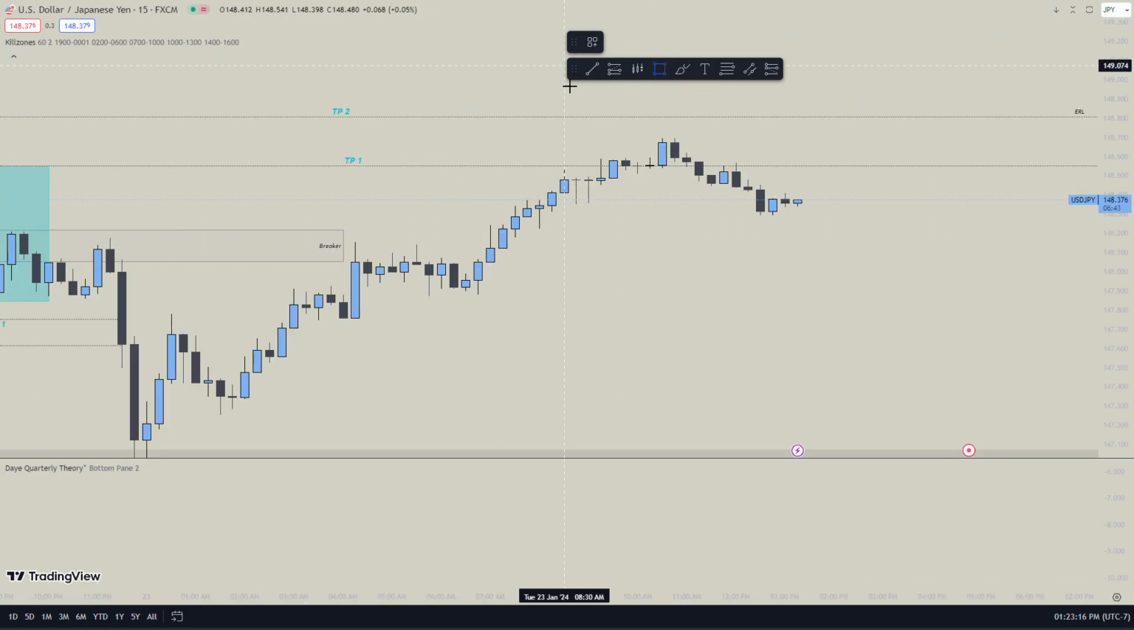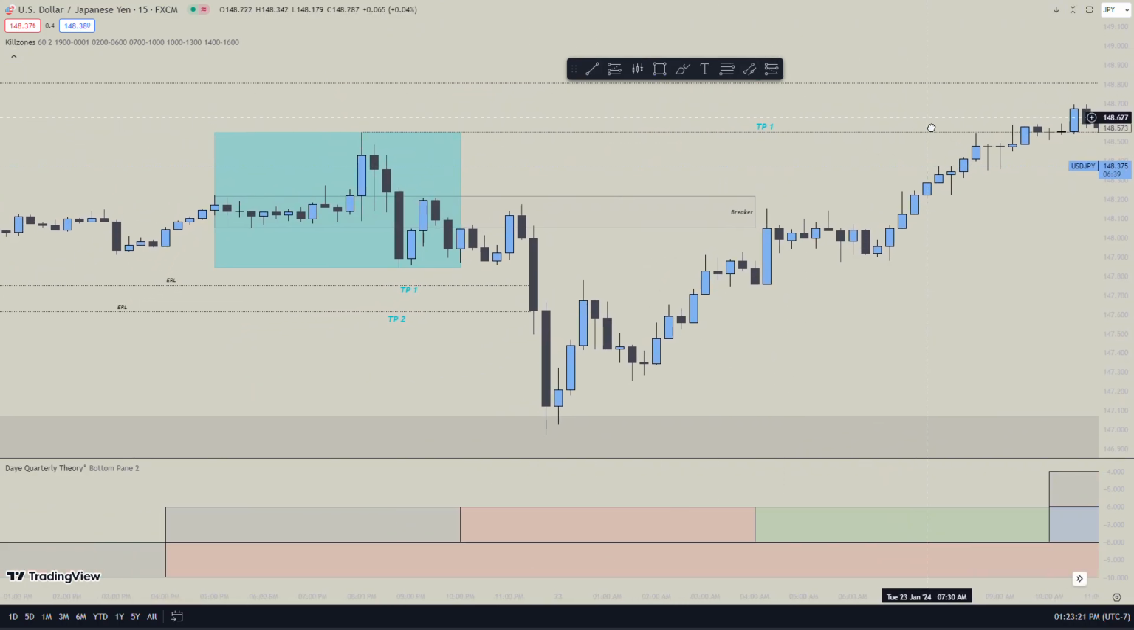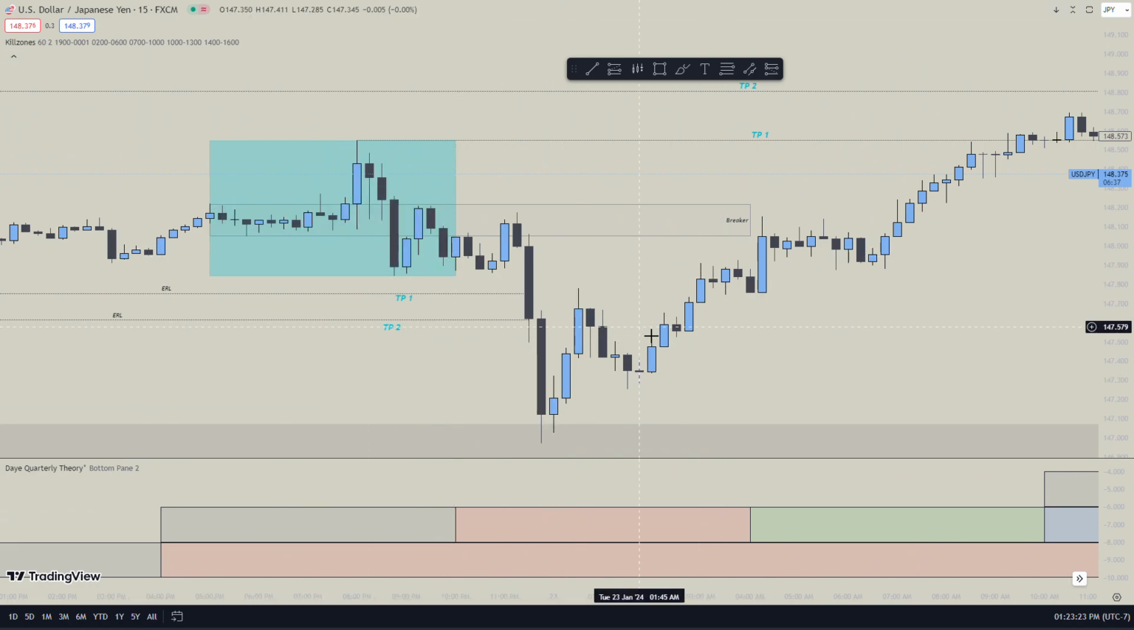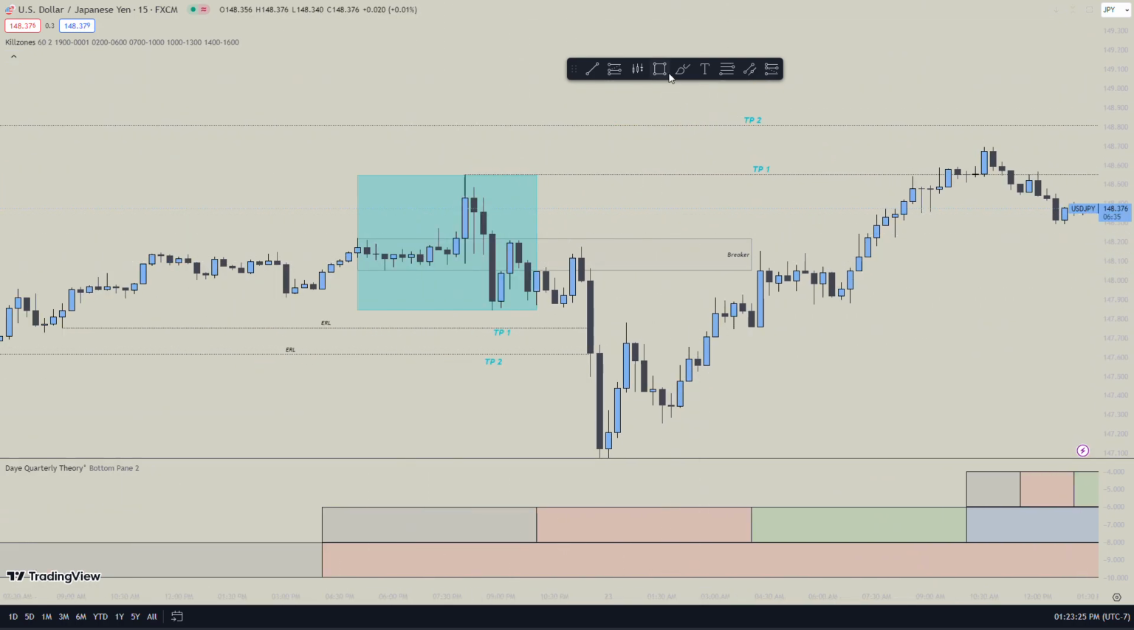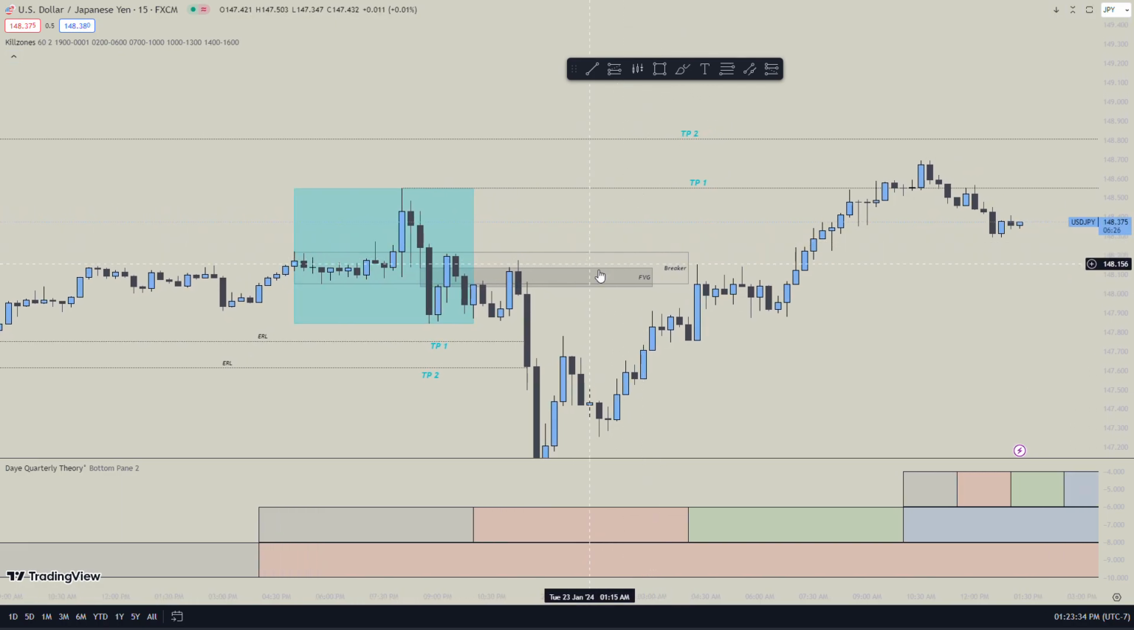If there's no breaker on the hourly, then I use a 15-minute FVG or the 15-minute breaker, and vice versa. So this would be your fair value gap here. Again, a unicorn model is essentially a fair value gap nested within a breaker block. That's all it really is.